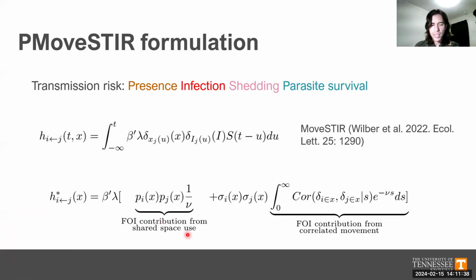What this equation shows, and this is the main equation of our approach, is that the force of infection here depends, first of all, on the shared space use, which is shown here by the terms PI and PJ, which are those utilization distributions I mentioned.